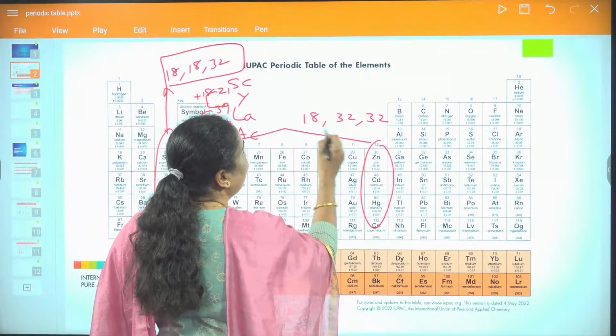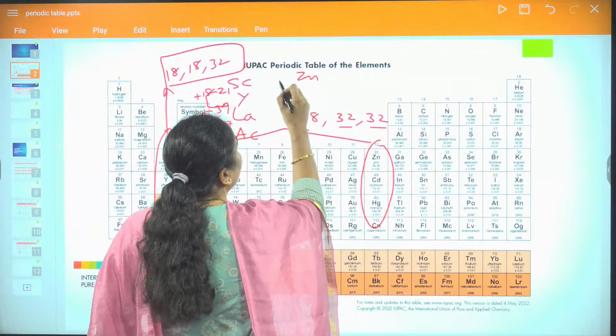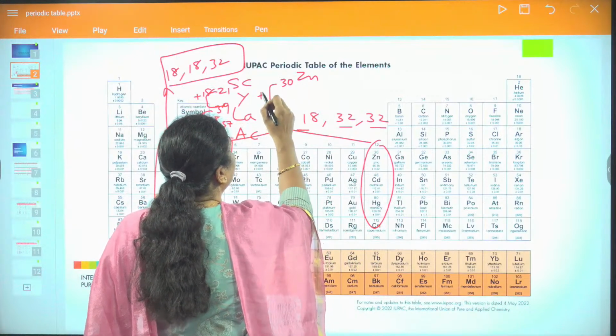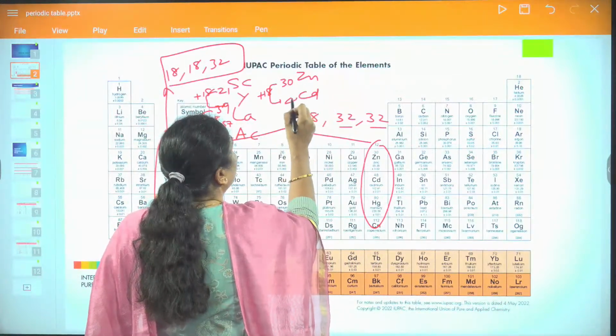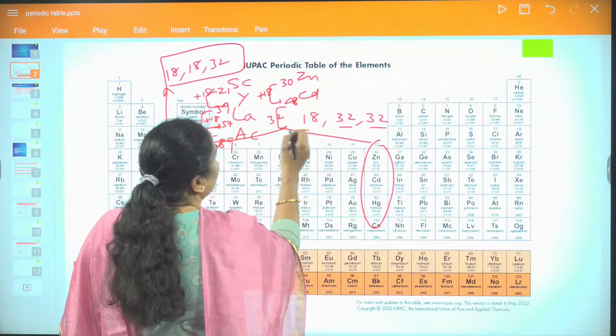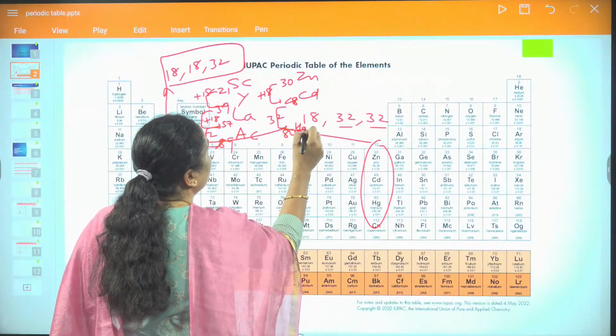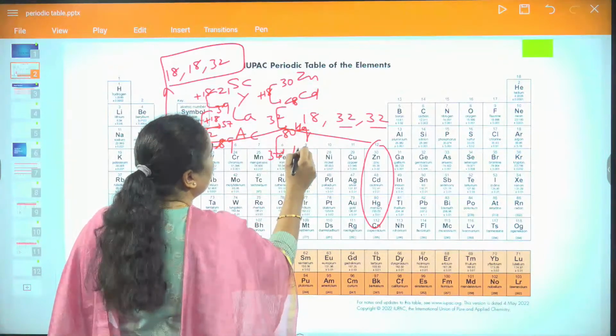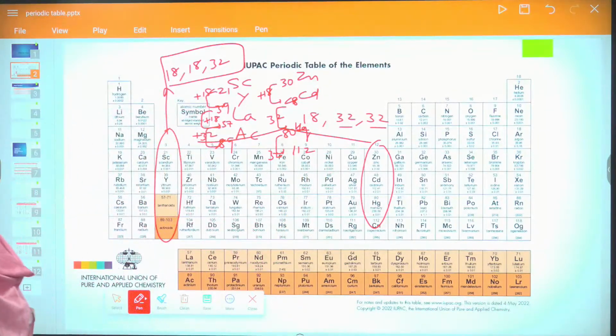So what you are having is 18, 30 to 32. So zinc is 30. Add 18 to it. You will be getting cadmium, which is 48. Again, 32 you add, right? So it will be 80, which will be mercury. Again, 32 you add. It will be 112, which is copernicium.